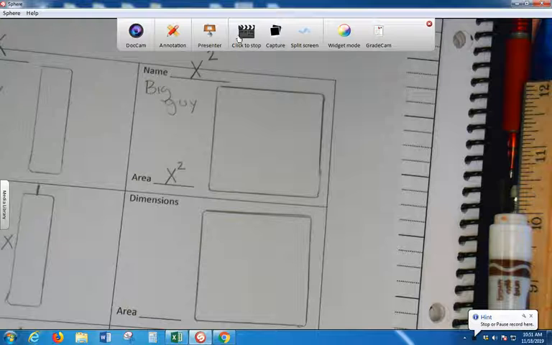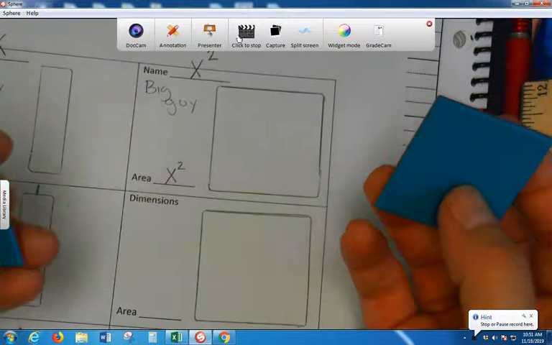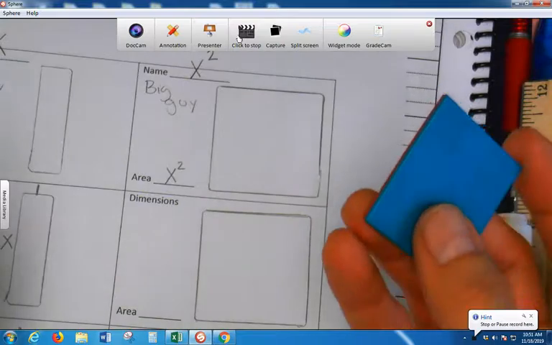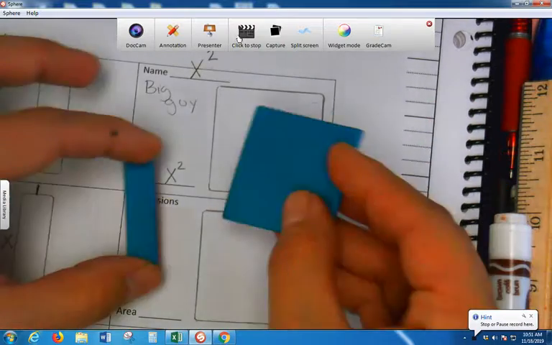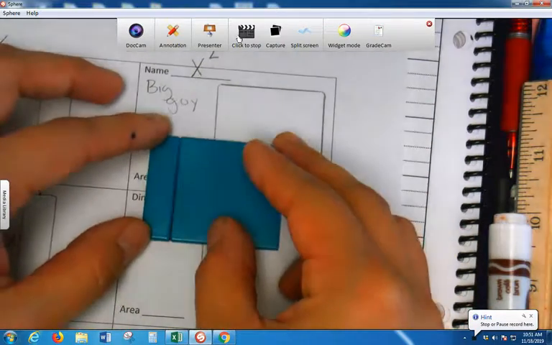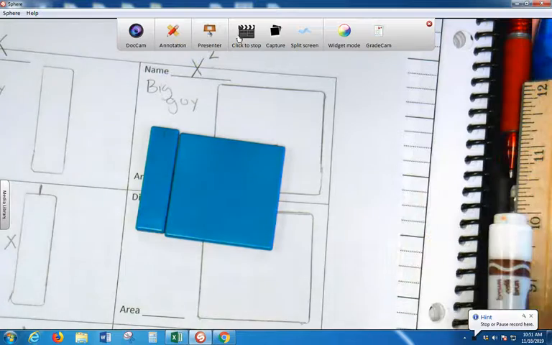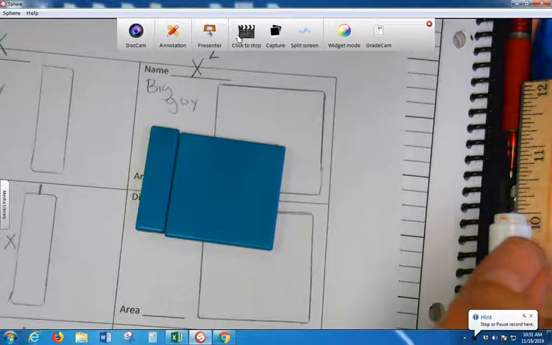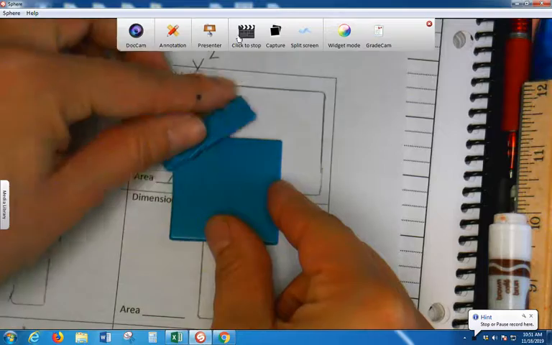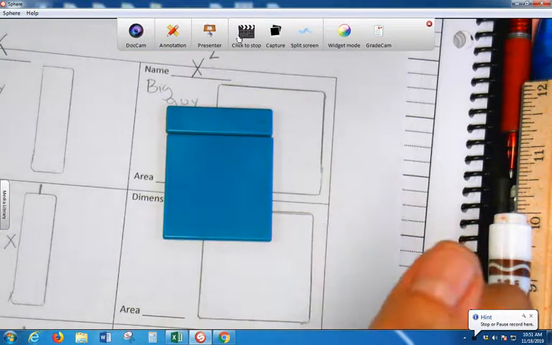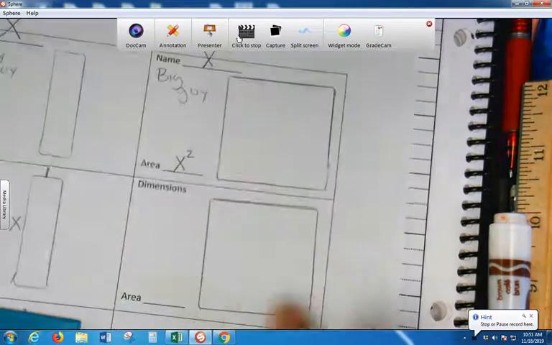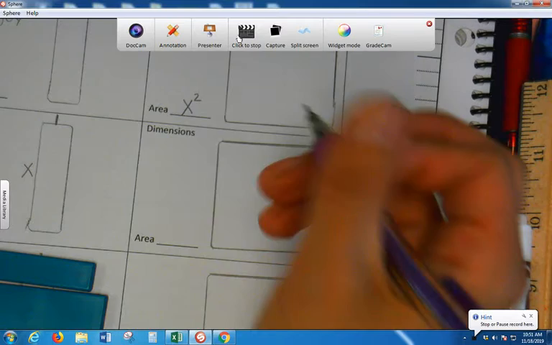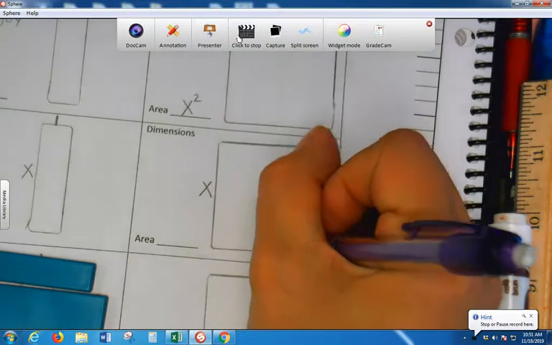Now, take your skinny guy, your x, and put it next to your big guy. What do you notice? They're the same. Except one. Do you guys see it? Yes. They're exactly the same. What about the top part? Is it the same? Yes. So what are the dimensions of the big guy? X by X.